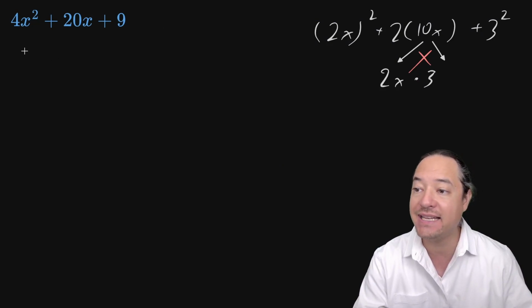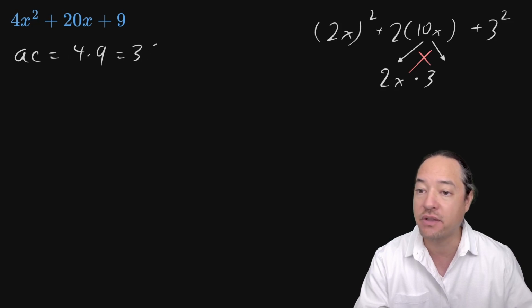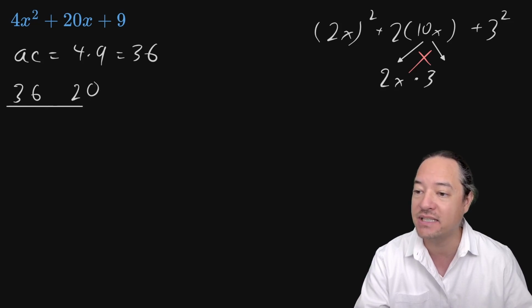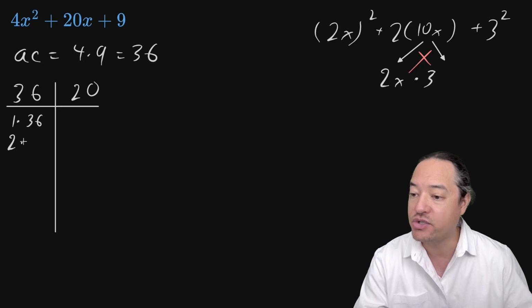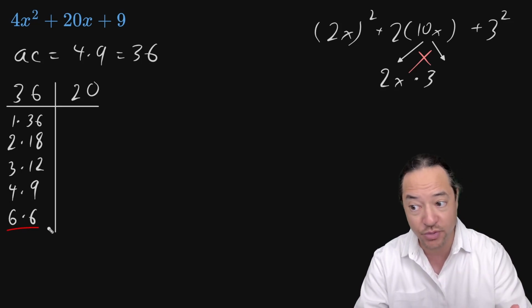right? So if we do the AC method, that's going to be 4 times 9 equals 36, okay? And so we want to find the factors of 36 that add up to give us 20, right? That's how we use the AC method here. So we can just run through this. We'll have 1 times 36, of course. Then we'll have a 2 times an 18, a 3 times a 12, a 4 times a 9, no 5, 6 times 6, and that's it, right? That's as far as we'll go, then we start repeating again.